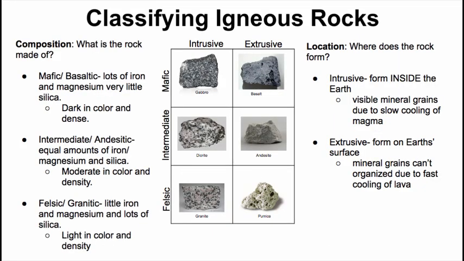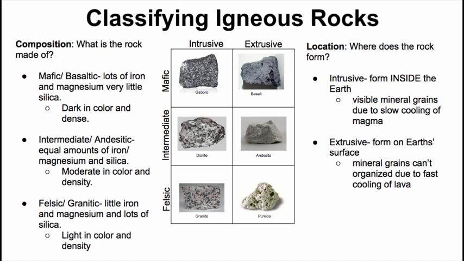So tomorrow in your lab, you're going to be looking at classifying different types of igneous rocks. The first thing you're going to look at is color, and that's really the composition of the rock. What's it made up of? The second thing you're going to look at is the location. Where does the rock form? So these two pieces give you kind of an identification of different rocks. For instance, when you look at composition, you're going to be looking at color. Is it dark and dense? Is it moderate color?